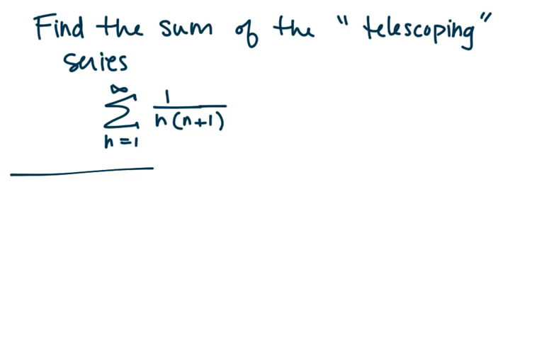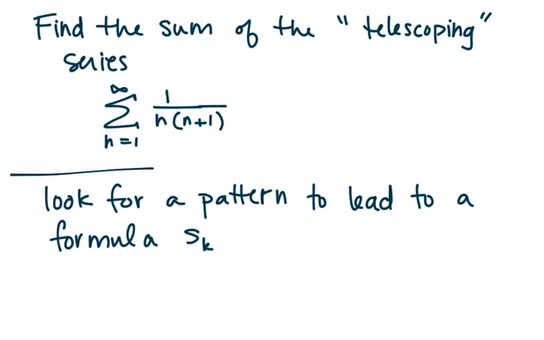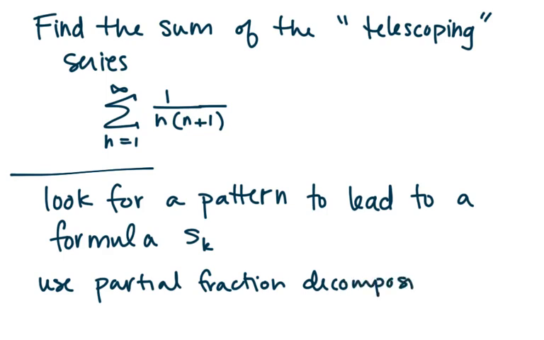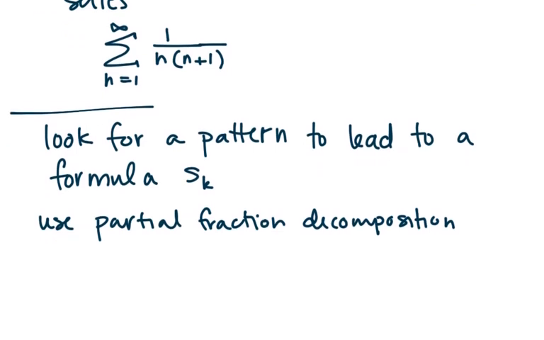So what we're going to do is look for a pattern in the sequence, which is going to lead us to a formula S sub k. So look for a pattern to lead to this formula for the sum. We're going to use partial fraction decomposition, and we have done this previously this semester, breaking things down into partial fractions to make them easier to integrate.